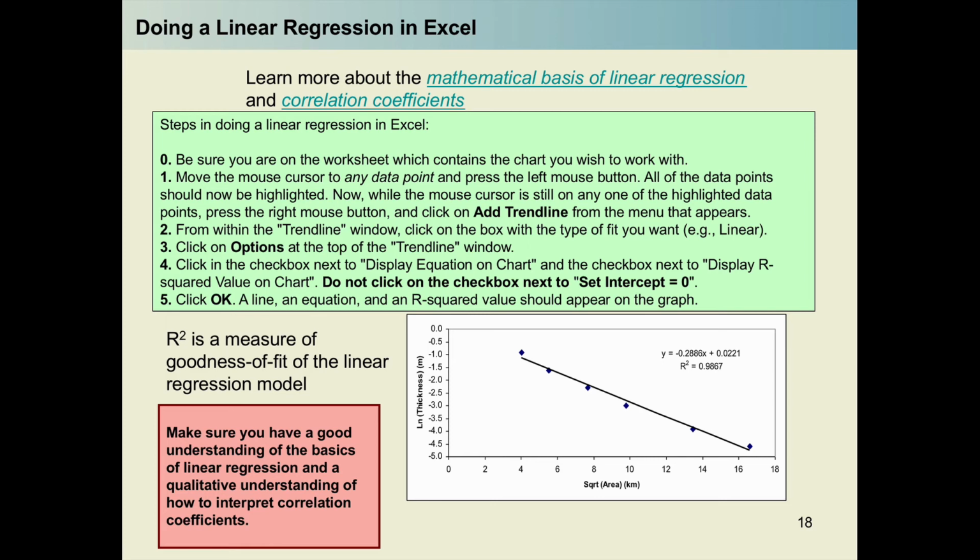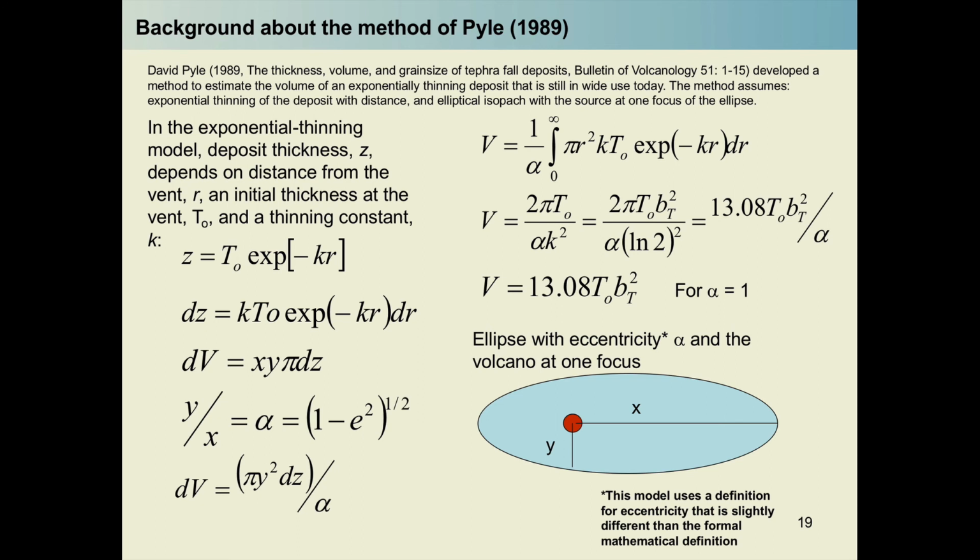When you do your trend line regression, you'll get a graph that pops up that looks something like this, where your equation is displayed here. That's y equals mx plus b. R squared is given here. So in this case, it would be ln t equals minus 2.886, which is your k, times x, where x is square root of area. And your intercept, ln t naught, is 0.0221 in this example. There's some background, and I'm not going to go through this, but I encourage you to read this slide. If you really want to get in depth, I'd be happy to get a copy of the paper for you.